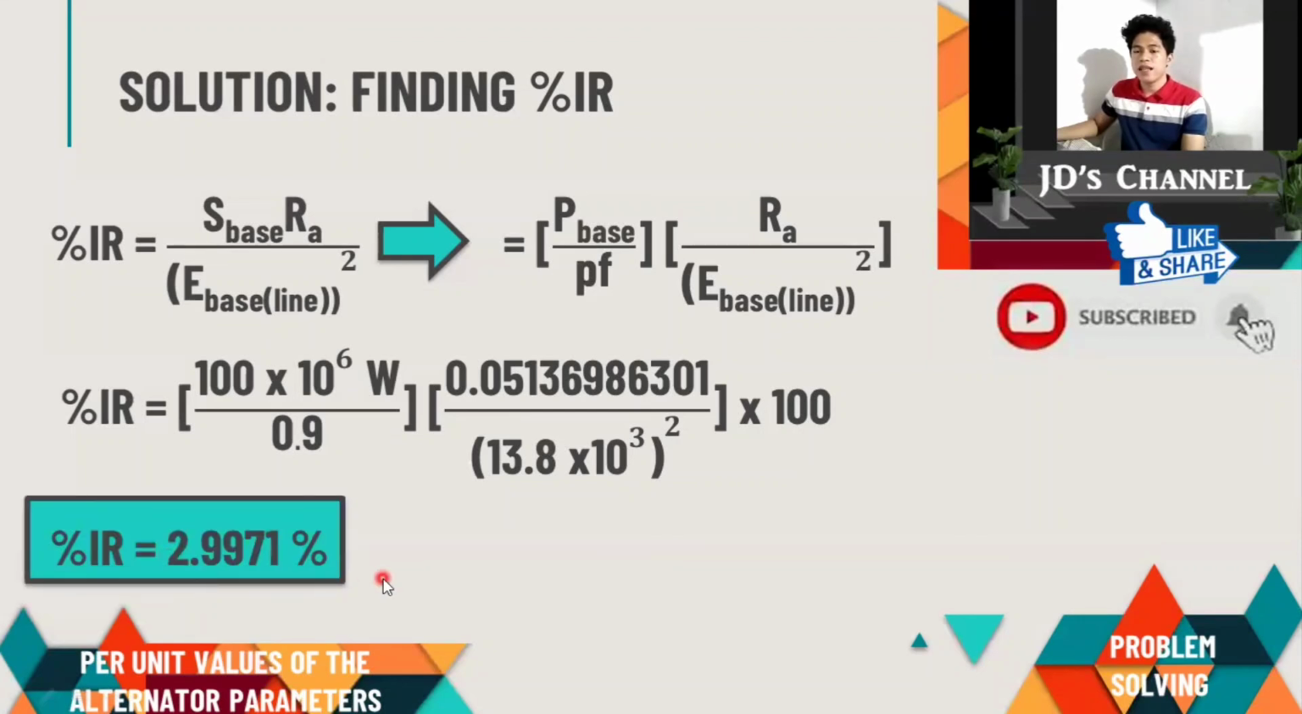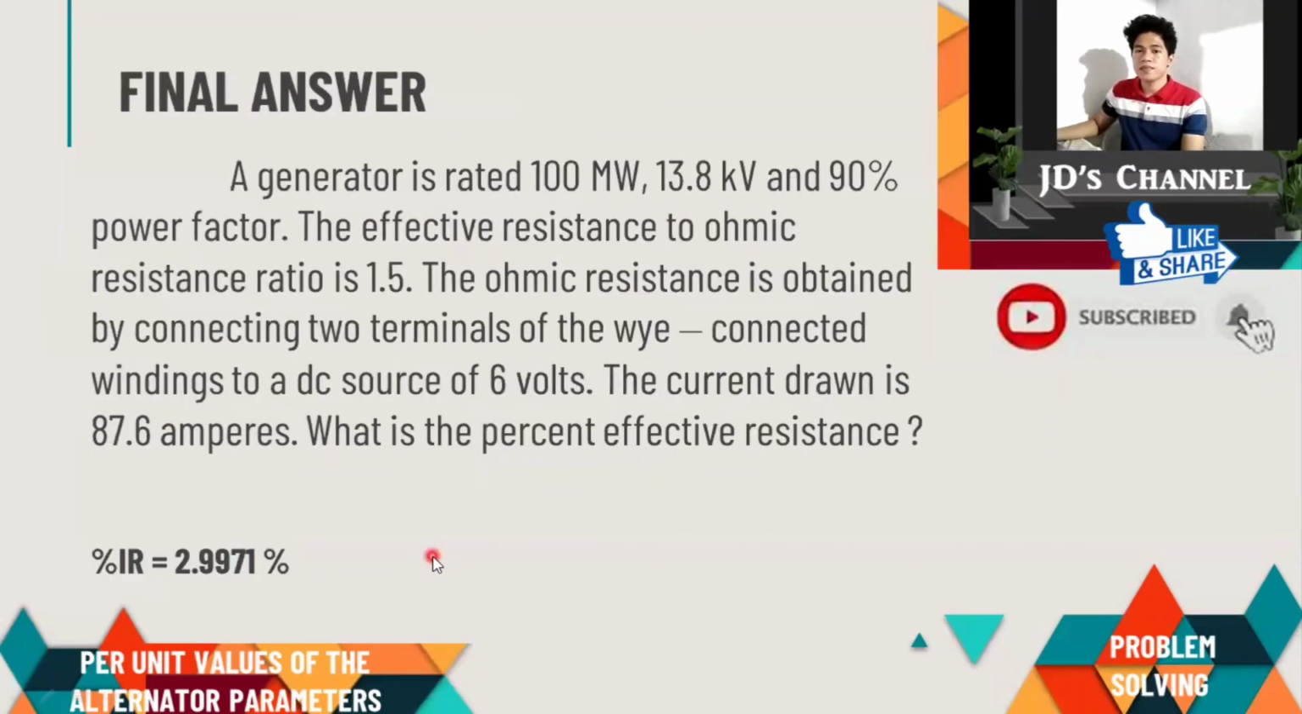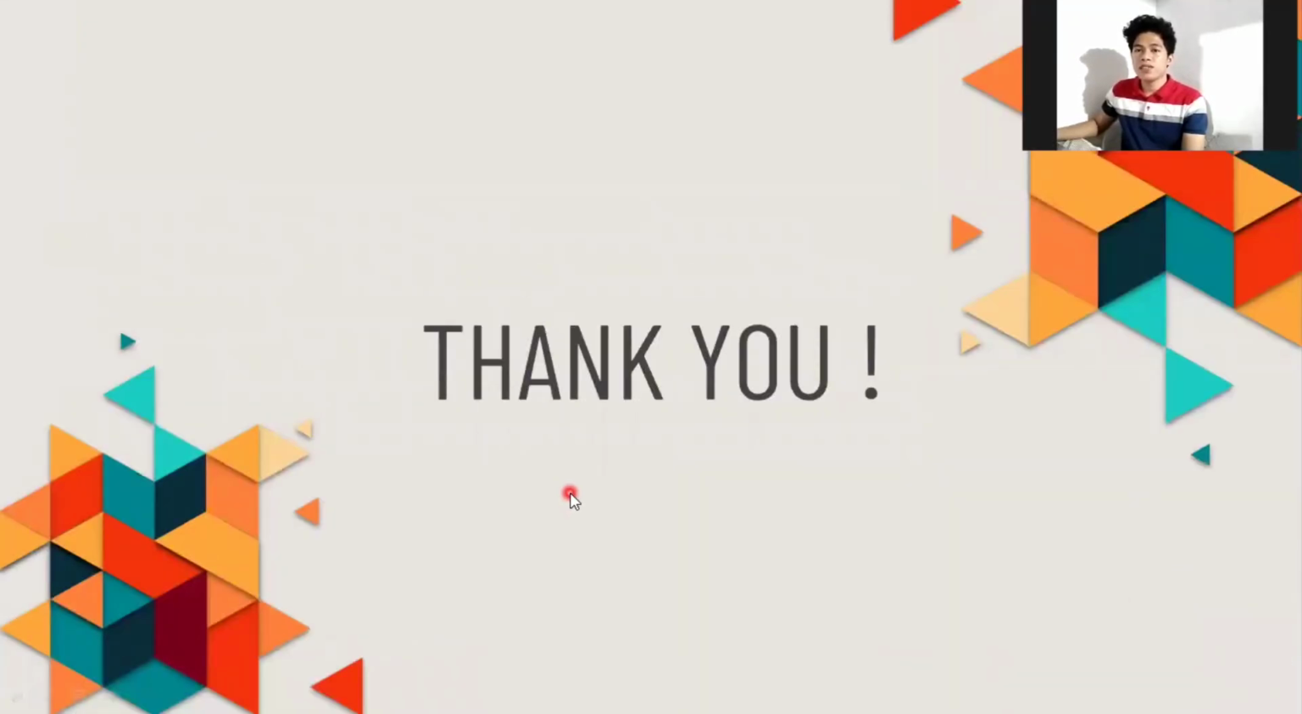So, our final answer for the percent resistance is 2.9971%. This is already rounded off to 4 decimal places. Okay, now class, let's check if our answer is correct. For the final answer, we have the percent IR, that is 2.9971%. We are correct, class. So that would be all for this tutorial.